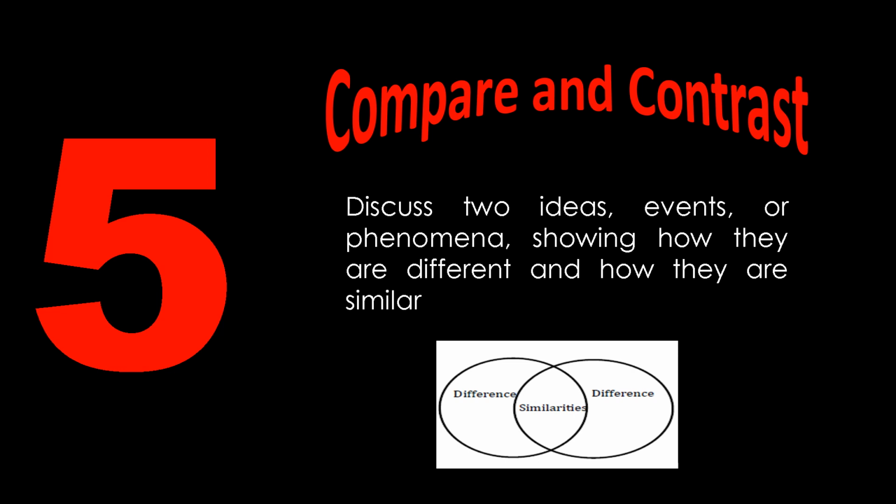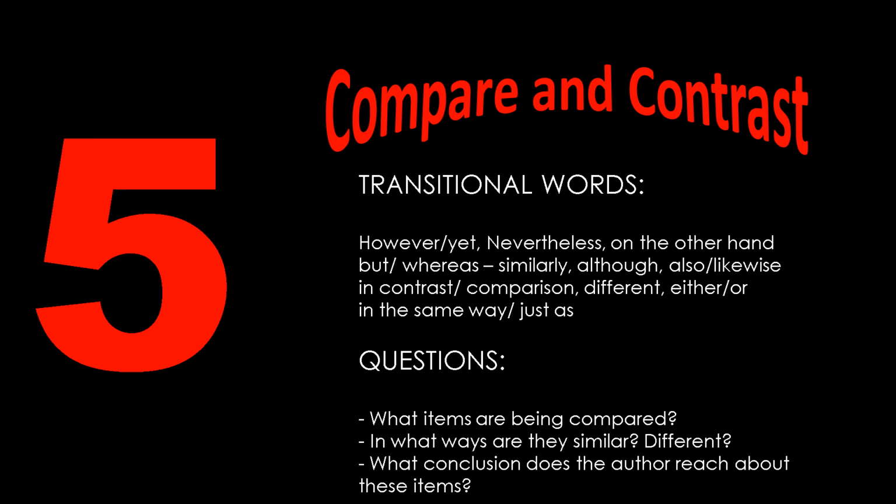Here are some of the topics you can work on. Movies versus books, cats versus dogs, comedy versus drama. So you just have to find the differences between those two items and also find their similarities. The words that you can use for this text structure include however or yet, nevertheless, on the other hand, but, whereas, similarly, although, also, likewise, in contrast or comparison, different, either or, in the same way, and just as.